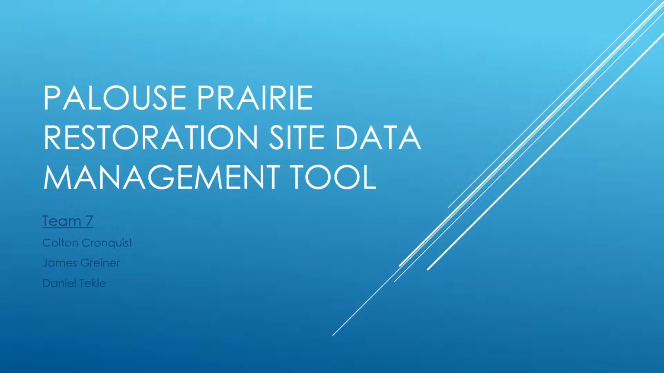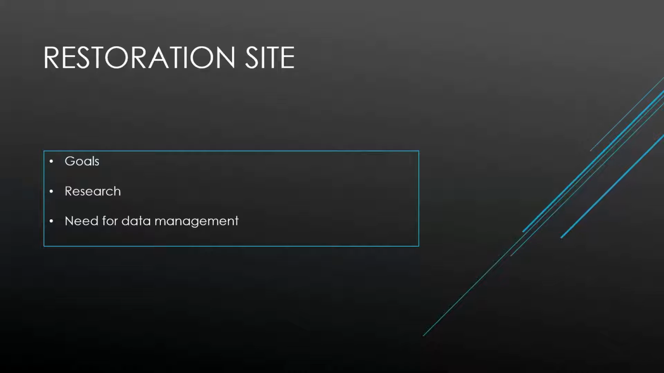This is the Palouse Prairie Restoration Site Data Management Tool project, and this is for Team 7 in Clay's senior project class. Eastern Washington University has undertaken a project to restore campus farmland to native habitat and preserve natural land. The goal of this project is to foster research and educational opportunities to increase biodiversity and provide recreational space on multi-use trails.